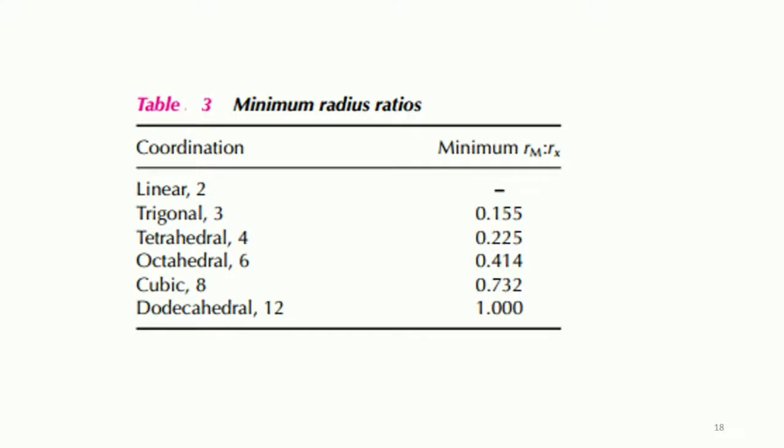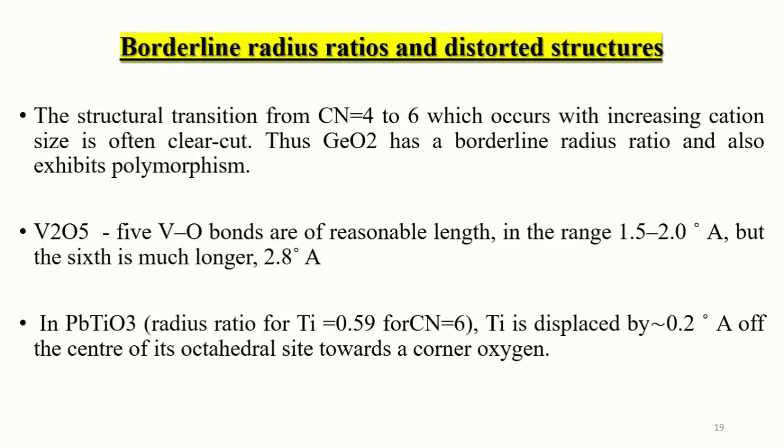A more convincing example of the relevance of radius ratio is provided by oxides and fluorides of general formula MX2. Possible structure types with their cation coordination numbers are silica 4, rutile 6, fluorite 8. So this is all about the radius ratio, and we are able to calculate the radius ratios of different compounds.